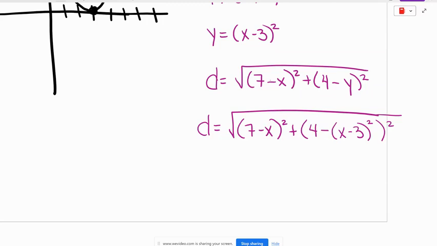What's the window? The window is going to be 0 to 15. We got to figure something out for the pluses. I don't know. All right, the window for x is going to be 0 to 15, and y will be 0 to 15. Look, let me give you my calculator and see how you do with it.